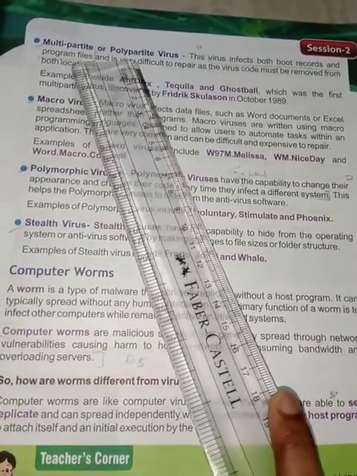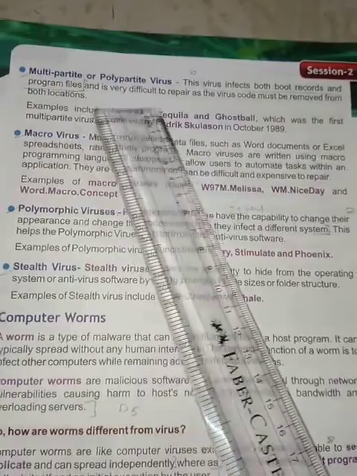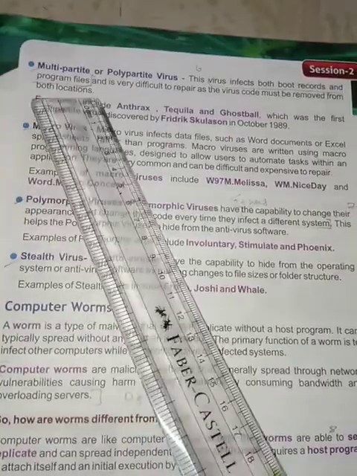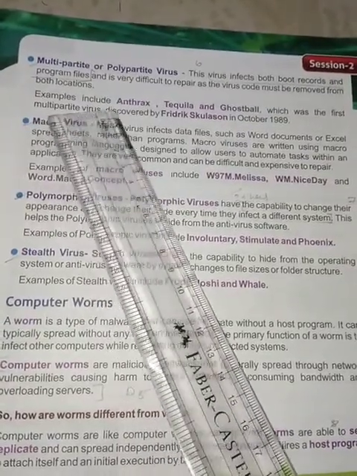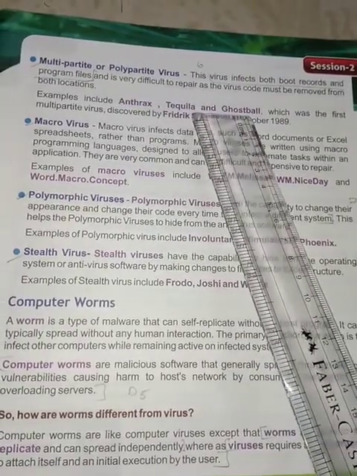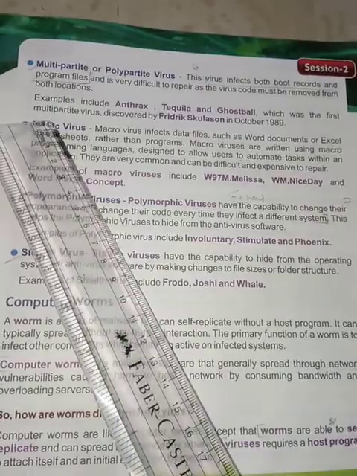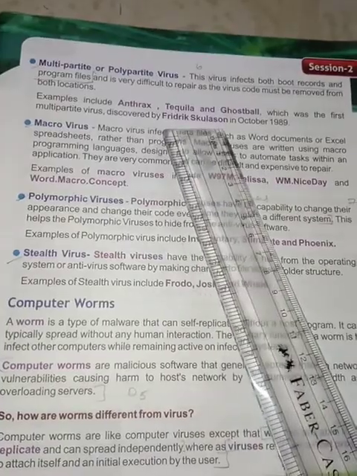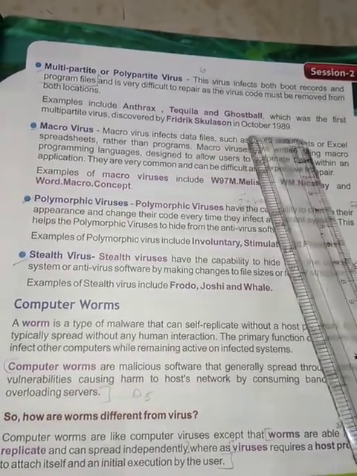The next type of virus is the multi-parted or polyparted virus. These viruses infect both boot records and program files, and are very difficult to repair as the virus code must be removed from both locations. Examples include Anthrax, Tuckle and Ghost Ball, which was the first multi-parted virus, discovered by Friedrich Schockelson in October 1989.